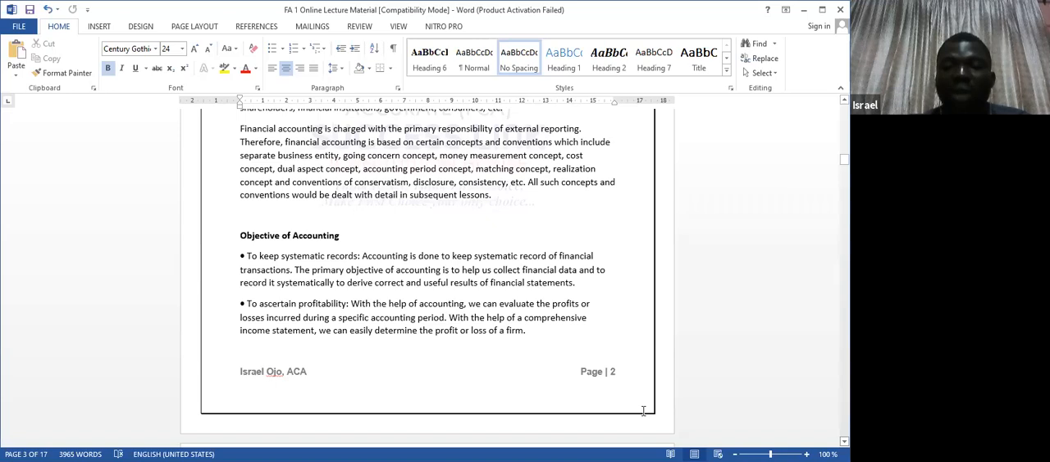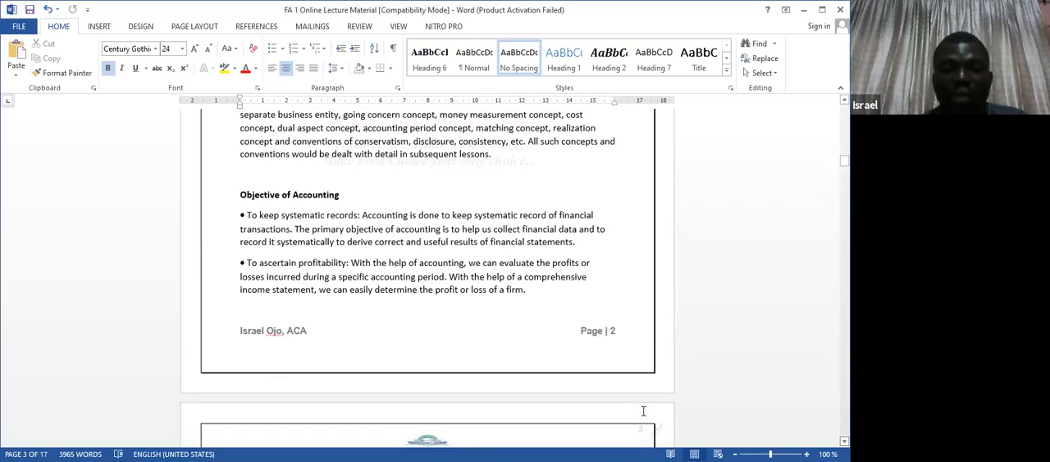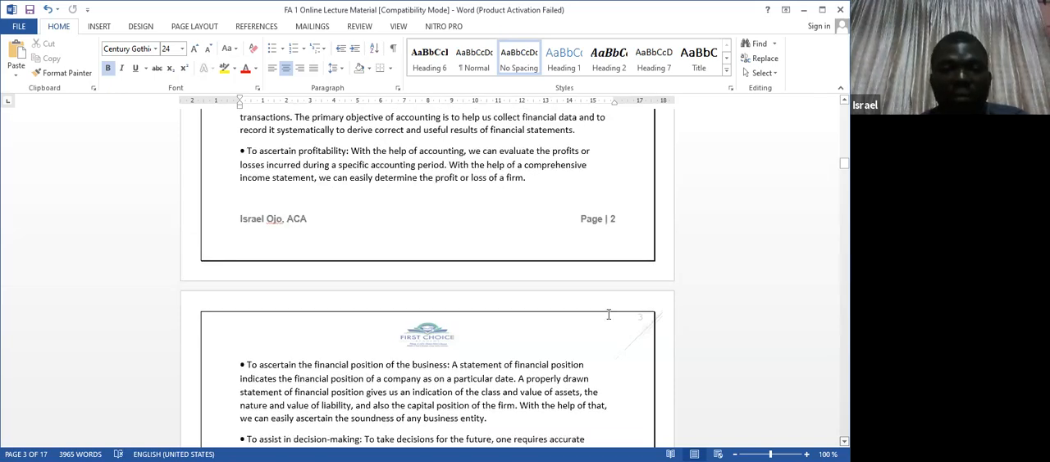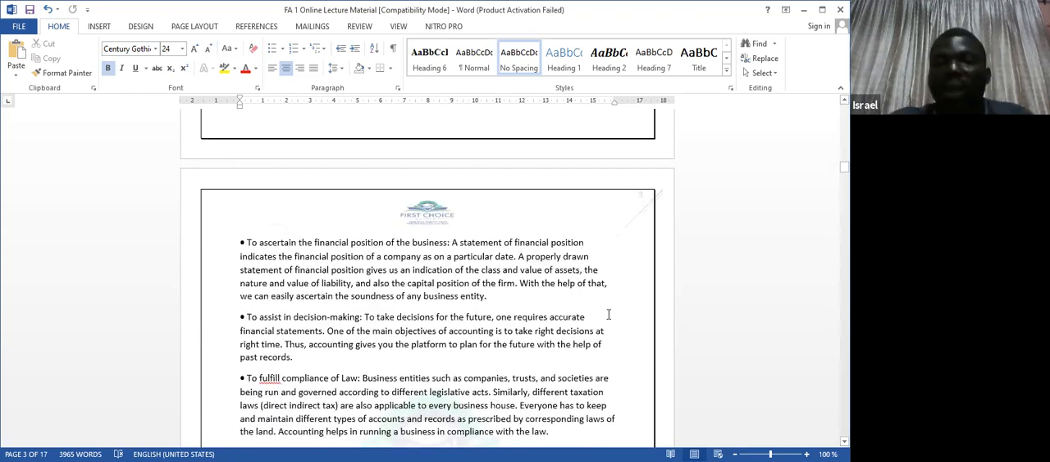Another thing accounting intends to achieve is what we call ascertaining the financial position of the business. What do you understand by ascertaining the financial position of the business? A statement of financial position indicates the financial position of a company on a particular date. It helps us draw conclusions on the classes of assets that we have. Do we have non-current assets, or do we just have current assets alone? What type of assets do we have? What sum of assets?